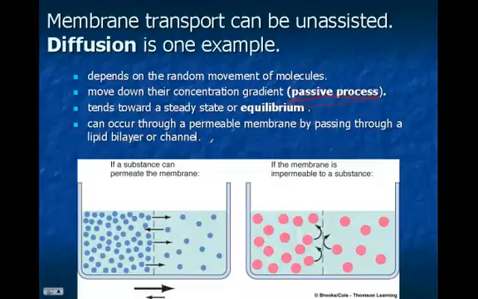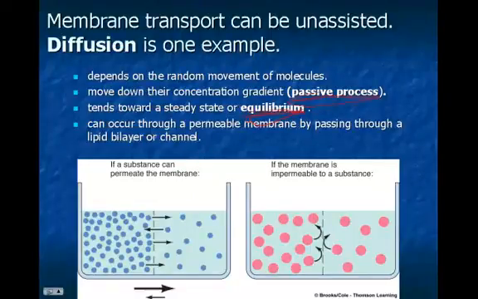That's exactly what it is: the movement of molecules down their concentration gradient from an area where they're in a high concentration to an area where they're in a low concentration, until those molecules are in what we call equilibrium. So again, that's basically what diffusion is.